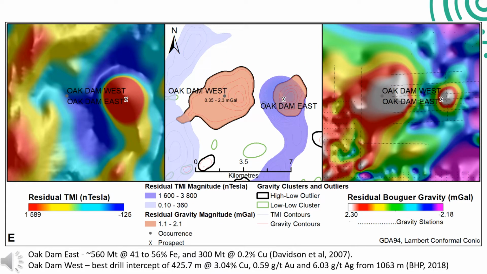Oak Dam West was found to have high-grade copper and gold mineralisation from 1,063 metres and appears to have an absence of the expected magnetic anomaly. Possible reasons for this are that the iron content of the IOCG deposit may be non-magnetic hematite, or the geometry of the deposit may be such that the magnetic feature to the southwest is the contributing magnetic feature.